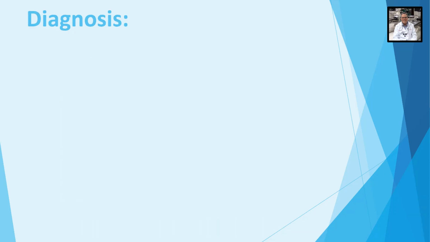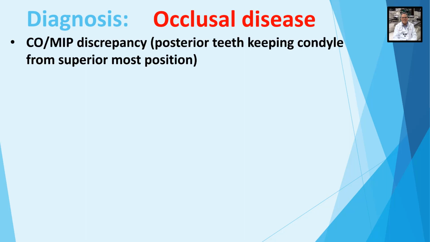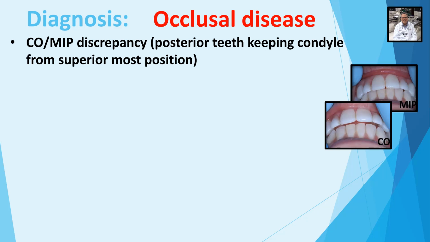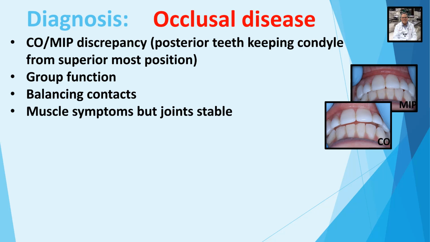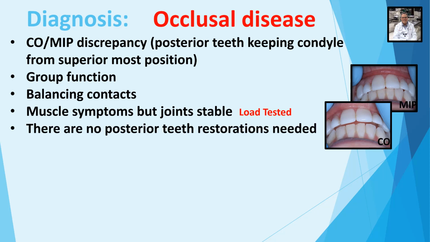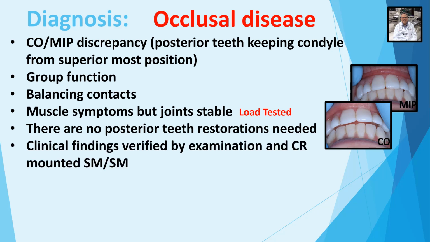And so now we have a patient, we have a diagnosis, and we've determined that there's occlusal disease. And we found that there was a CO-MIP discrepancy, meaning that the posterior teeth are keeping the condyle from being in the most superior position, such as this picture shows. We see that there's group function, there's bouncing contacts, there's minor occasional muscle symptoms, but the joints are stable, and we verified that by load testing. And in this case, all the posterior teeth are fine, and we do not need any restorations. And these clinical findings were verified by the examination in centric relation mounted study models.